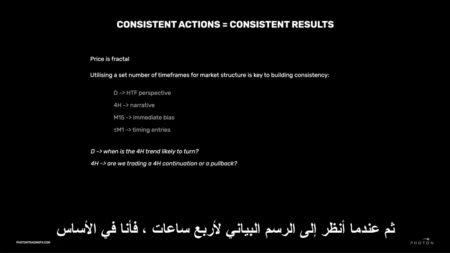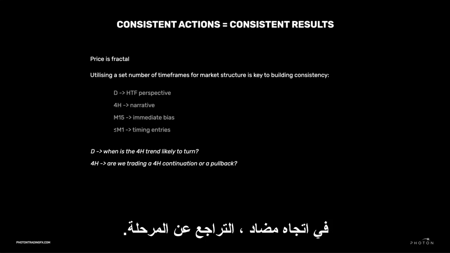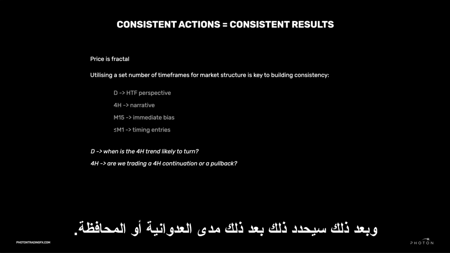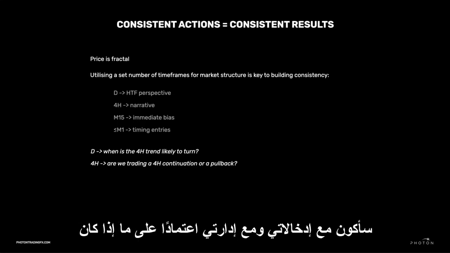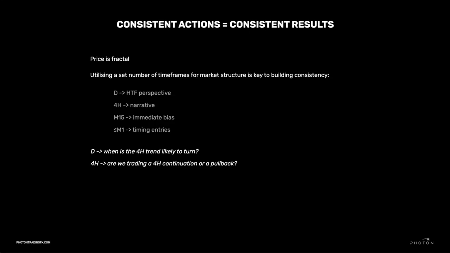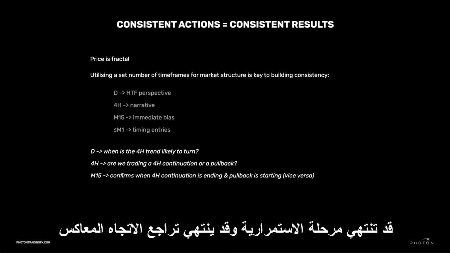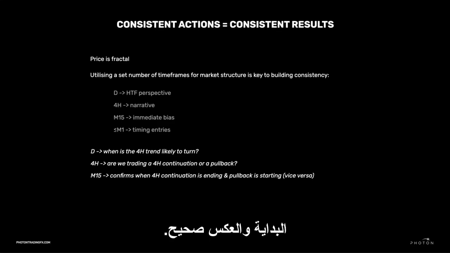So then when I'm looking at the 4-hour chart, I'm essentially asking myself whether the 4-hour is in a continuation phase or if it is in a counter-trend pullback phase. And that will then determine how aggressive or conservative I will be with my entries and with my management, depending on whether I will be trading against the 4-hour trend or if I'm trading with it. I will then use the M15 to give me confirmation of when the 4-hour continuation phase may be ending and the counter-trend pullback may be starting, and vice versa.